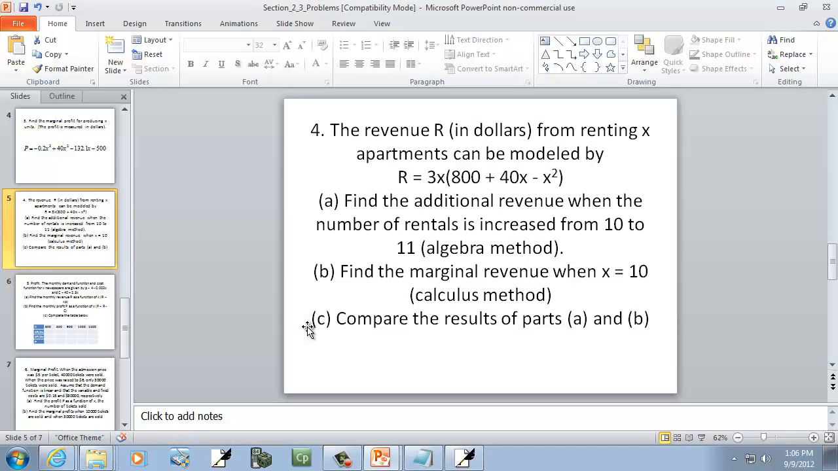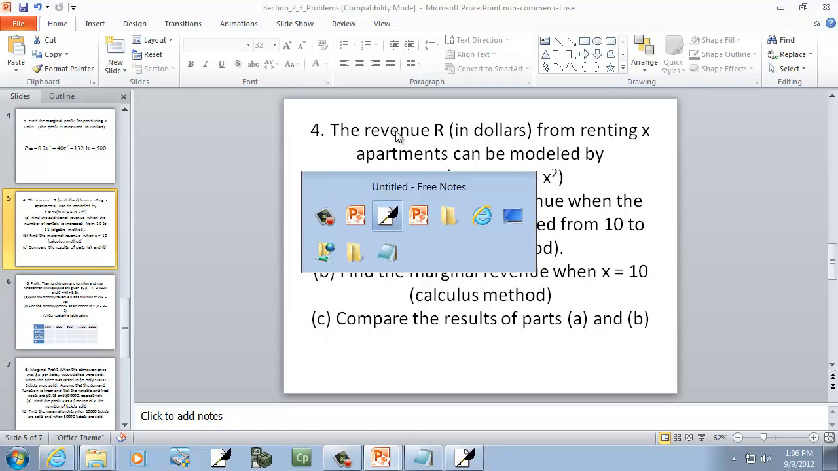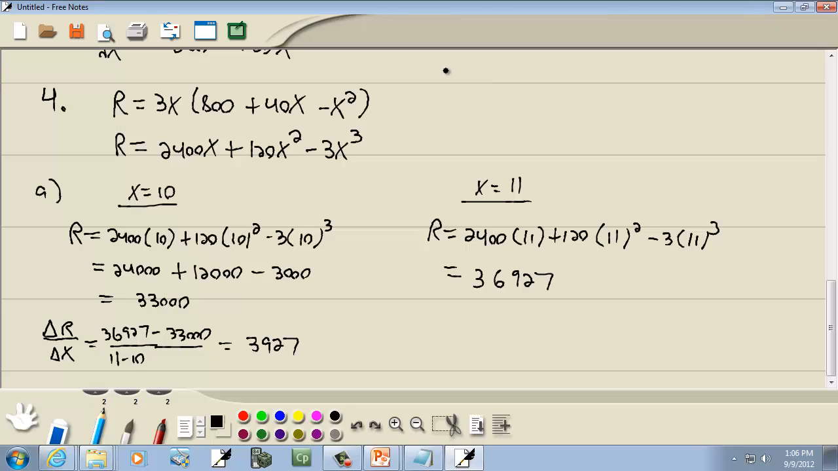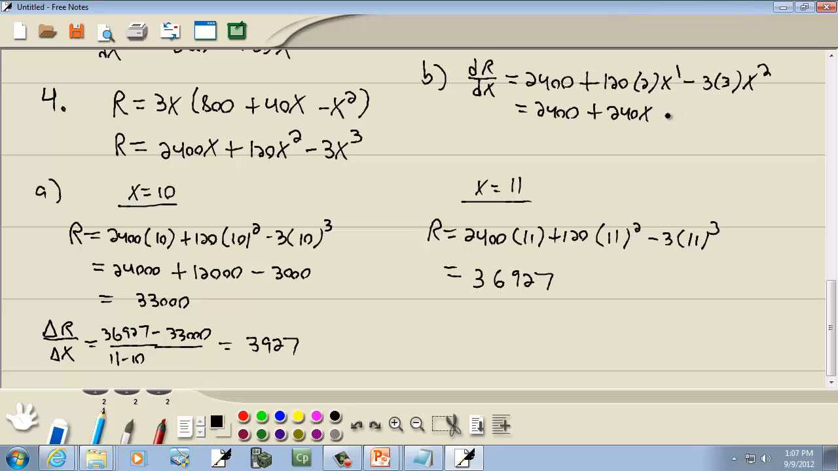Find additional revenue when number of rentals is increased from 10 to 11. Now B says find the marginal revenue when x is equal to 10. This is the calculus method. So I'm going to do B up here since I'm about out of room. Well, we need the derivative. So I'll find the derivative of R with respect to x. Derivative of 2400x is 2400 plus 120. Take your power, put it out in front, lower it by 1. Minus 3, take your power, put it out in front, lower it by 1. So that gives us 2400 plus 240x minus 9x squared.